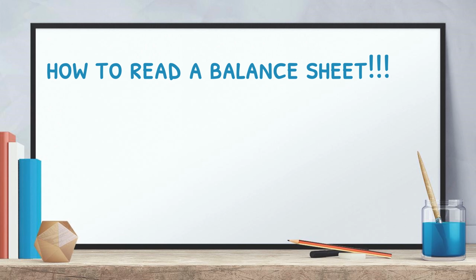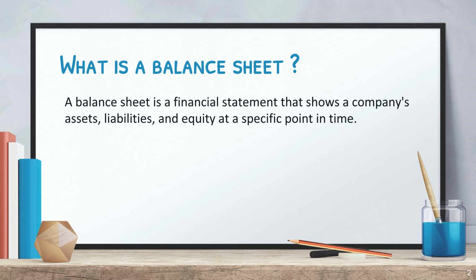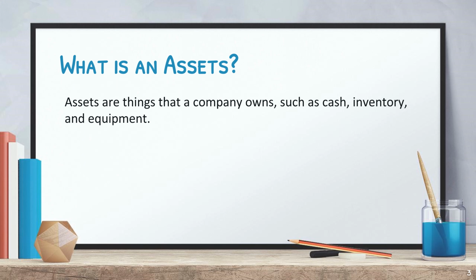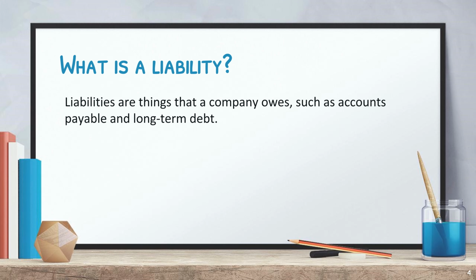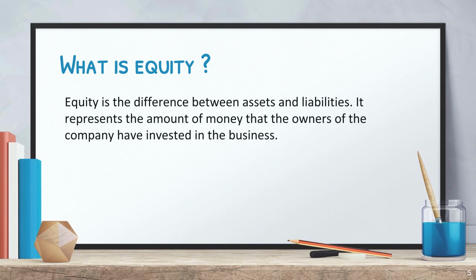In this video, we are going to show you how to read a balance sheet. A balance sheet is a financial statement that shows a company's assets, liabilities, and equity at a specific point in time. Assets are things that a company owns, such as cash, inventory, and equipment. Liabilities are things that a company owes, such as accounts payable and long-term debt. Equity is the difference between assets and liabilities. It represents the amount of money that the owners of the company have invested in the business.